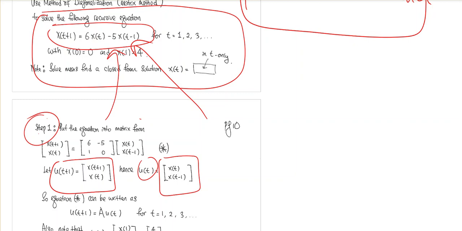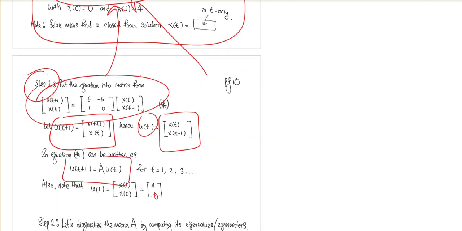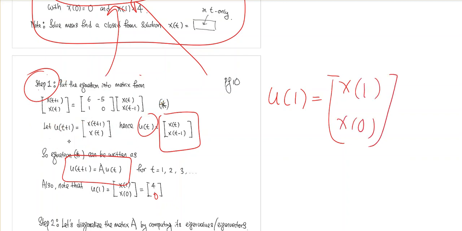Which is why this whole matrix equation is now written in the form u(t+1) equals A u(t). And we also know that u of 1, here this is t, and in order to have 1, your t will have to be 0, so this is x1 and this is x0.